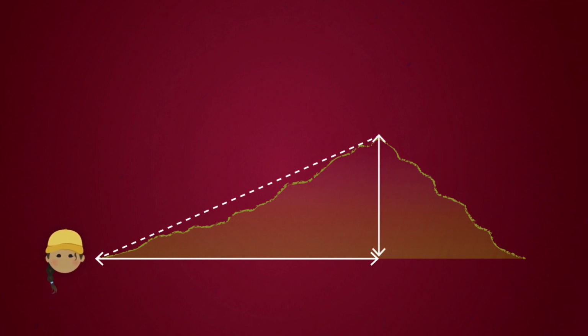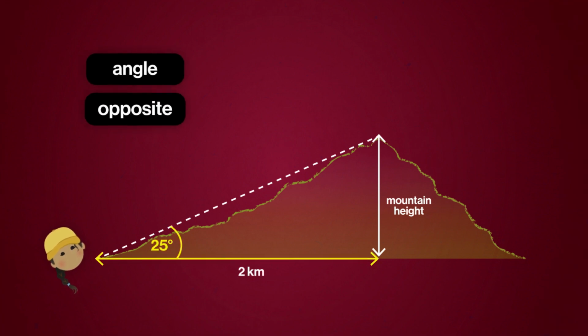In terms of what we know, we have one of the angles of this triangle and the length of the adjacent side. But what we want to know is the length of the opposite side, which represents the height of the mountain. So we have three ingredients: an angle, an opposite, and an adjacent. Now we get to the heart of trigonometry, finding the right function for the problem at hand.